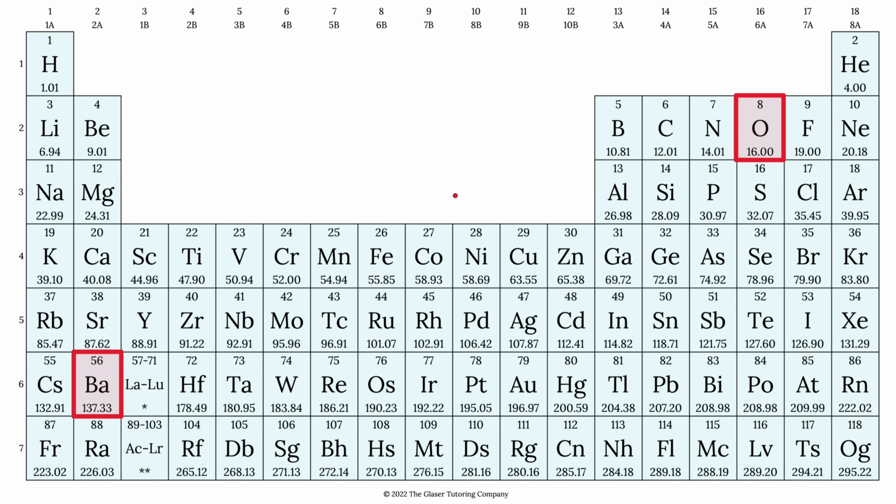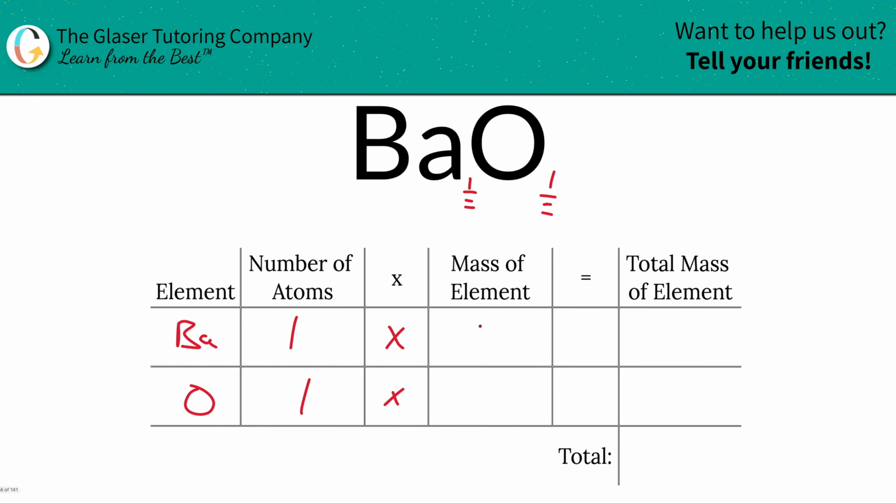So let's plug in now those masses, all right? So for barium, it was, as mentioned, 137.33. And oxygen is about 16, all right? If you're using a different periodic table, the numbers might be slightly different. That's just because of rounding.